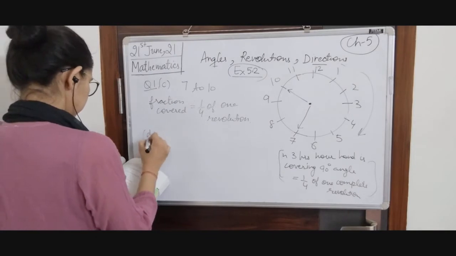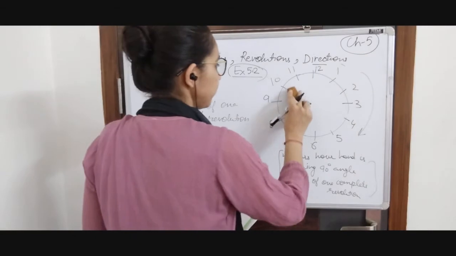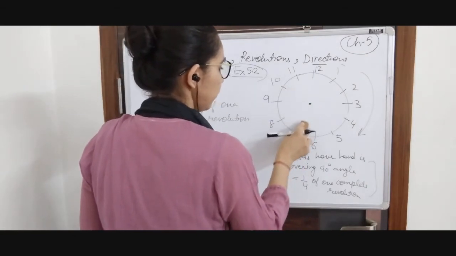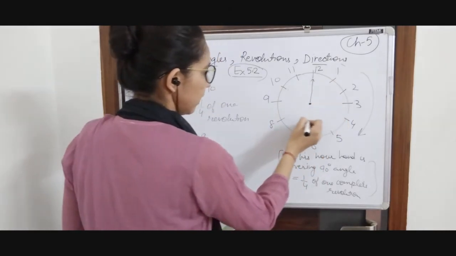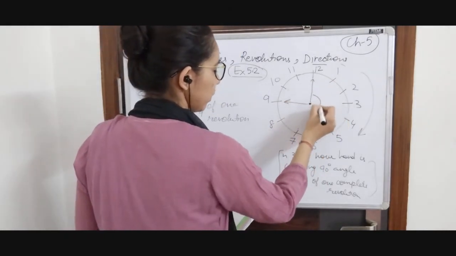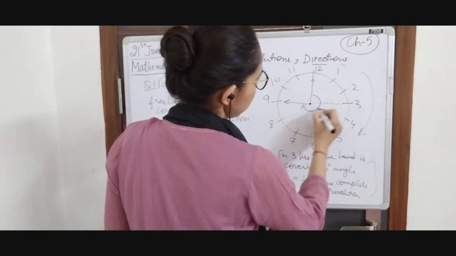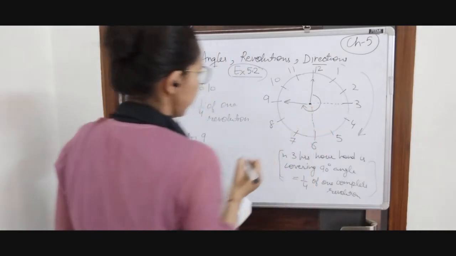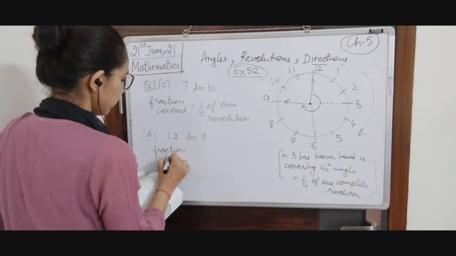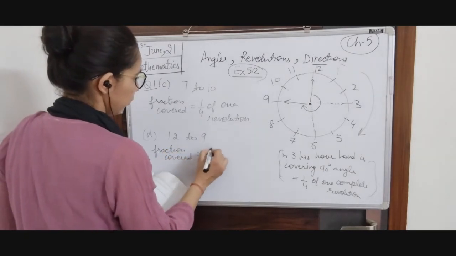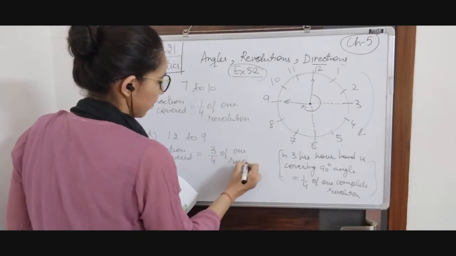Then D is 12 to 9. Now we are talking about 12 to 9. We are going to start from 12, then we are going to move clockwise here, and we are going to end up here. So we covered this much. How many right angles? 1 right angle, 2 right angles and 3 right angles. So fraction covered is equal to 3 by 4 of 1 revolution.